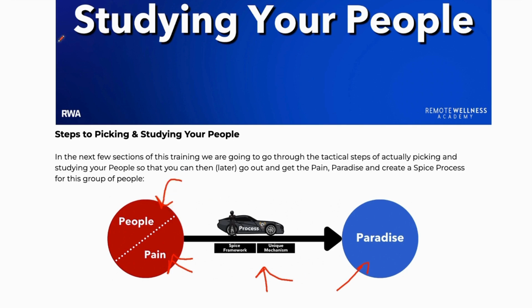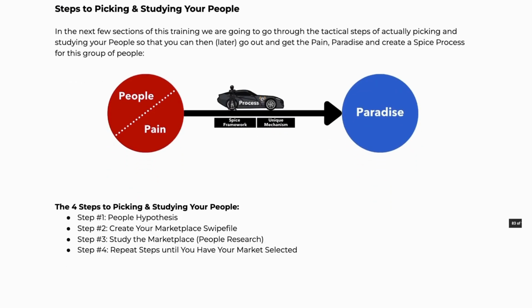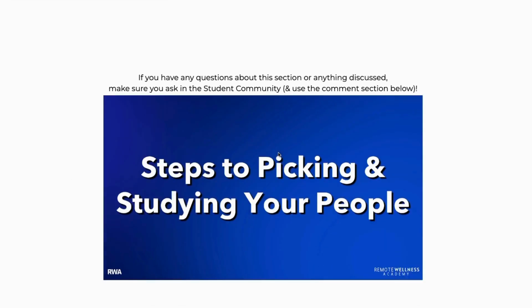So the next couple sections inside of this training are going to walk you through the step-by-step of picking and studying your people. Step number 1 is coming up with a people hypothesis, okay? Step number 2 is creating your marketplace swipe file. Step number 3 is studying that marketplace, right? People research. And then step number 4 is repeating those steps until you have your market selected, okay? That is the 4-step process that we're going to get into.